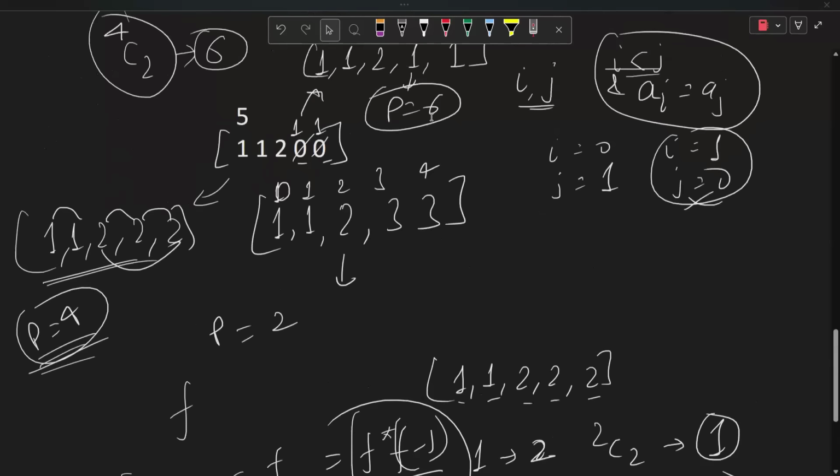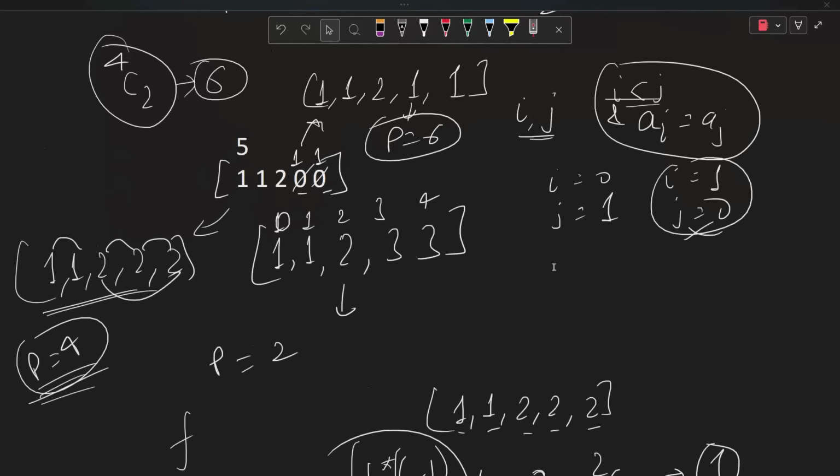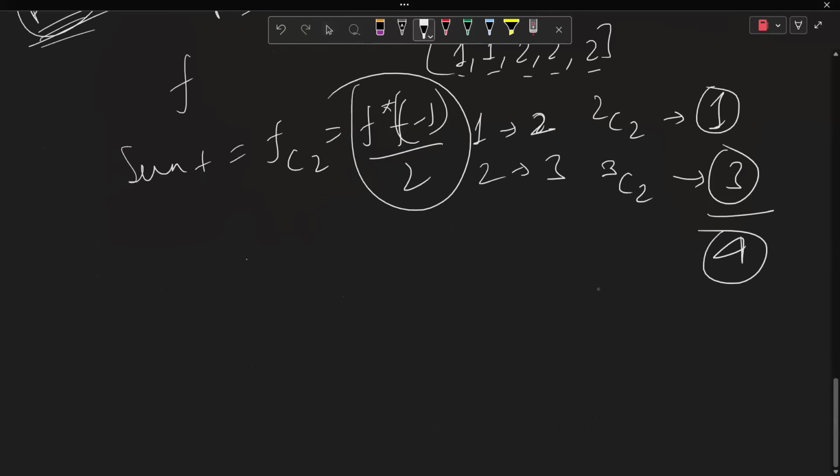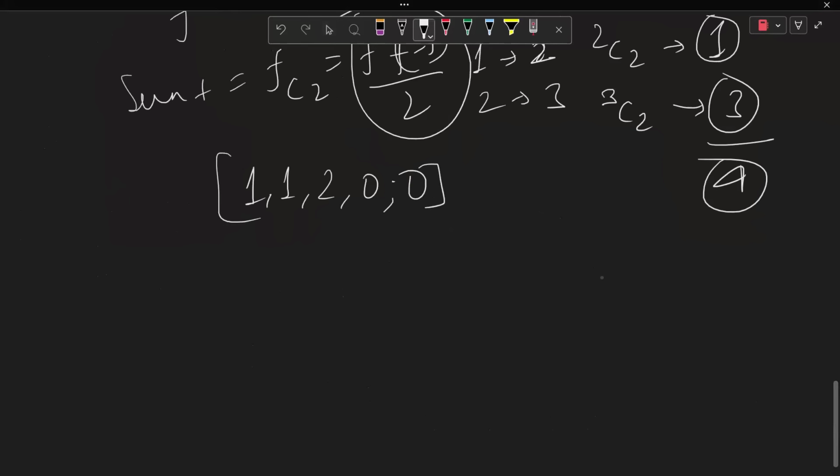So if you look at this example, here you had 1 1 2 and then 0 0. Now when you replace these zeros, they would contribute to the frequency of some element. If you replace them by 1, they would contribute to the frequency of 1. If you replace them by 2, it would contribute to the frequency of 2. So before replacing them, the frequency of 1 is 2 and the frequency of 2 is 1.